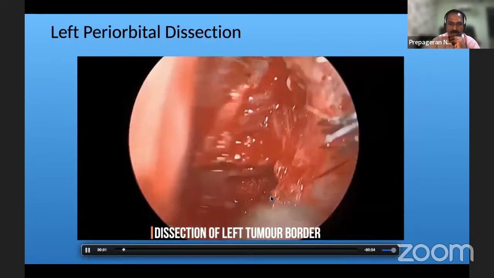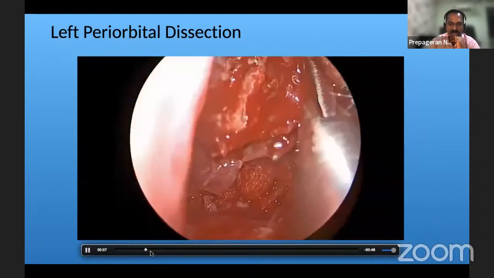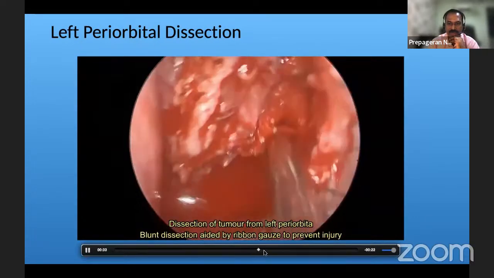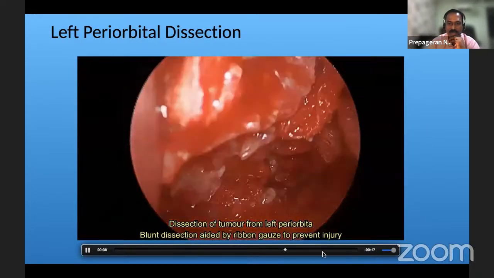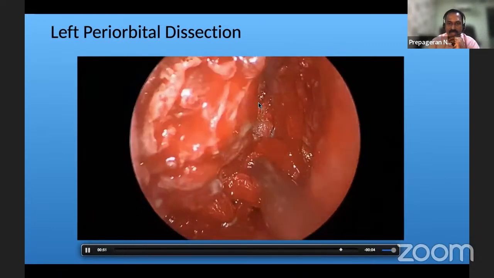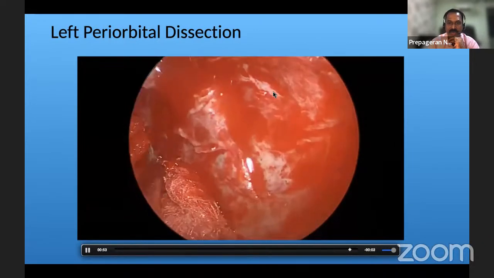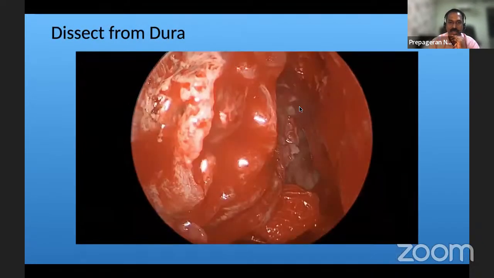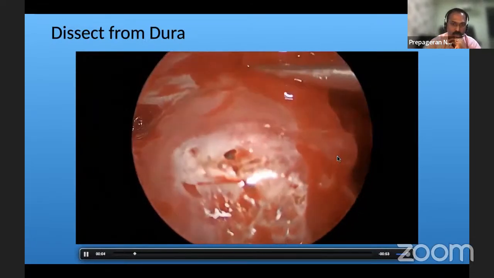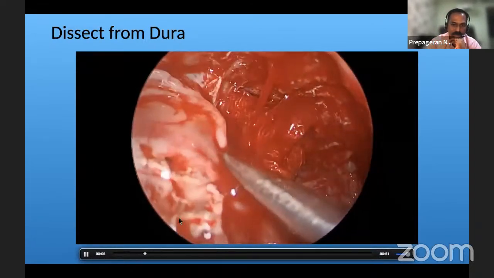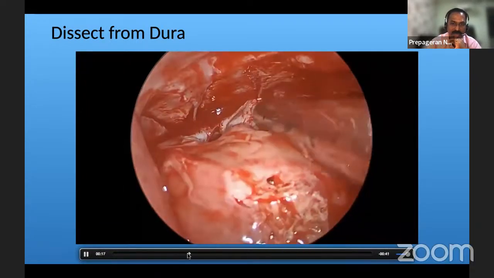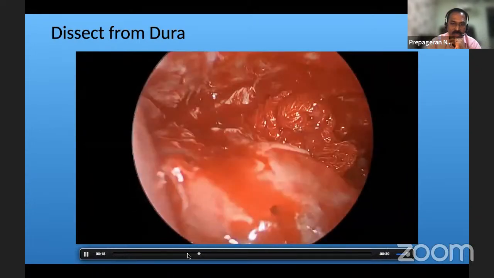So I'm going to skip some steps in view of time. Now we are going to dissect the tumor and identify the periorbita on the left, and that's the periorbita being exposed on the left, as you can see. Teasing the tumor away from the periorbita and identifying the periorbita on the left, as you can see here. The same way, now we're going to dissect the tumor from the dura. We're going to push the tumor down and then dissect the tumor from the dura. That's the dura being identified. And now the tumor dissection from the dura itself.